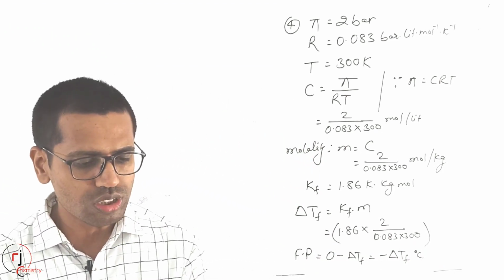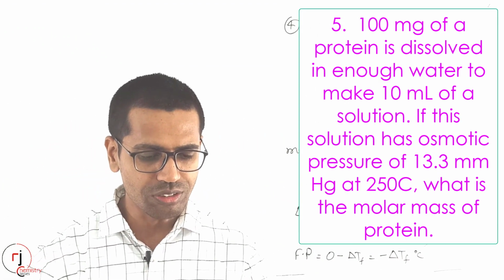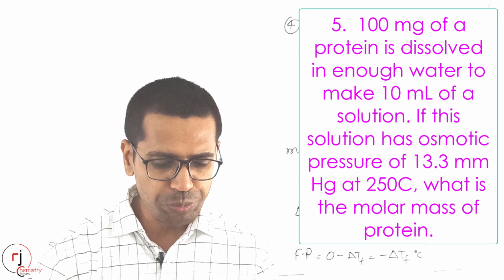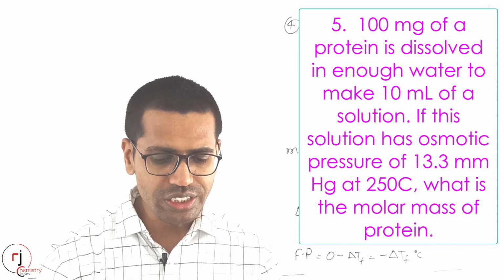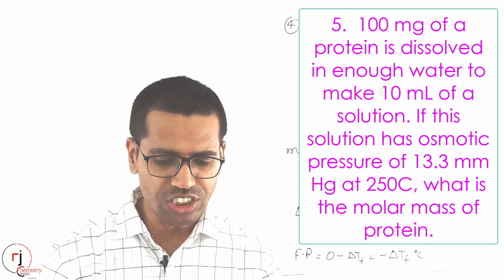Now we move towards question number 5. According to question number 5, 100 milligram of a protein, that means an unknown solute, is dissolved in enough water to make 10 milliliter of solution.